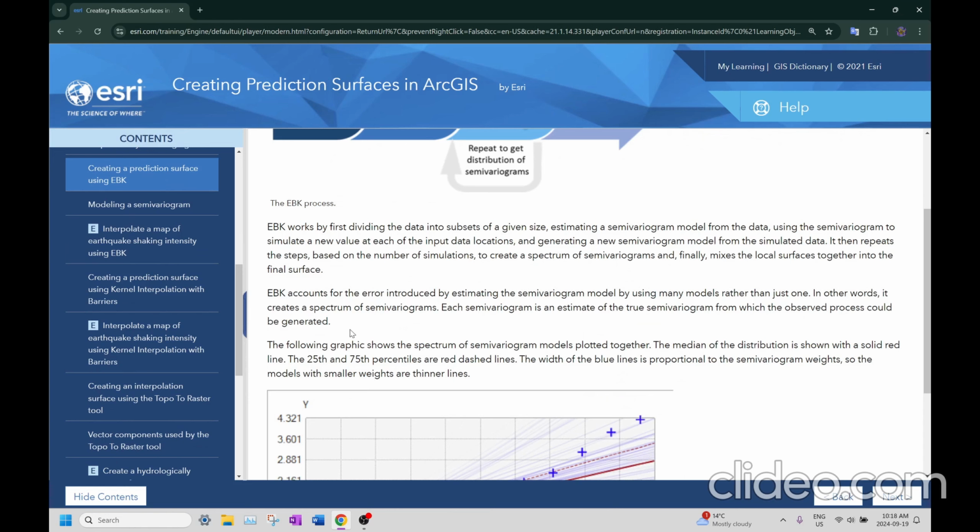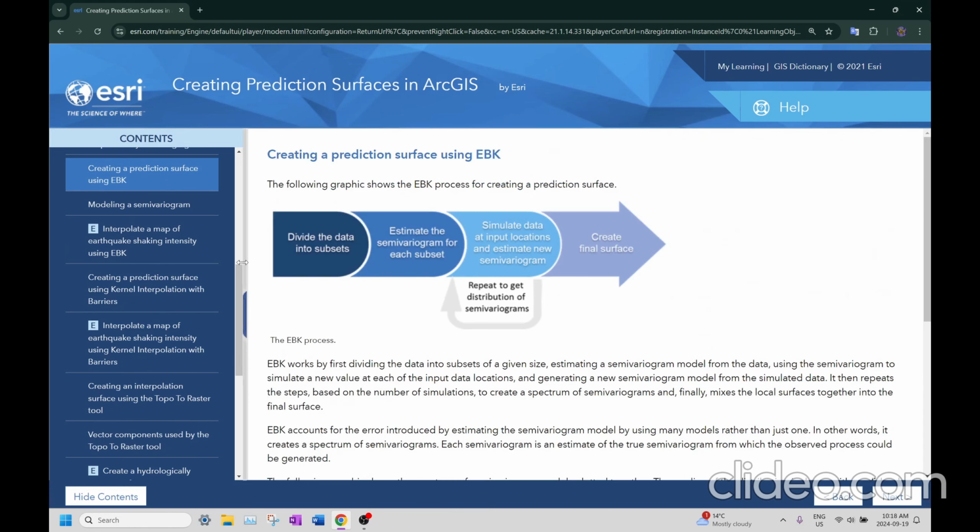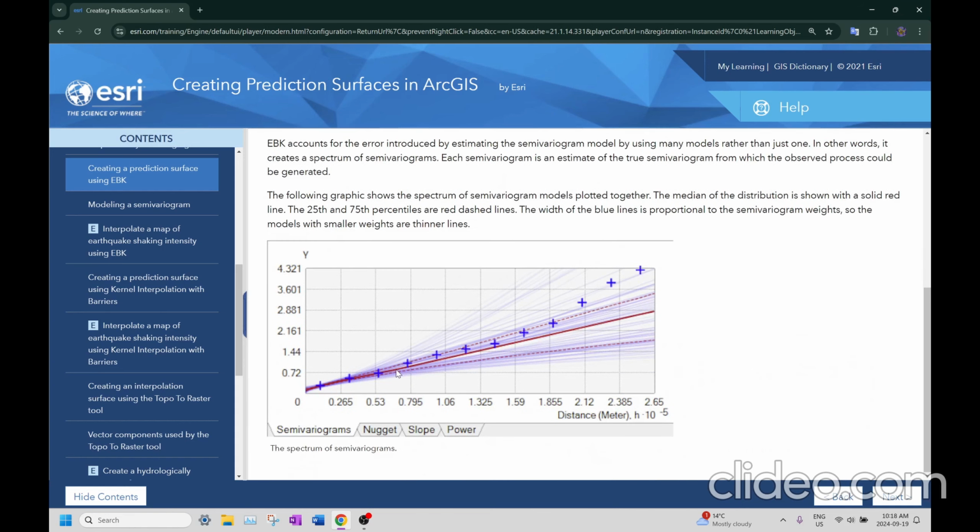Here's the basic process: divide into subsets, estimate the semi-variogram for each subset, simulate data at input locations and estimate a new semi-variogram, then create the new final surface. The median of the distribution is shown as the solid red line over here. The 25th and 75th percentiles are red dashed lines. The width of the blue lines over there is proportional to the semi-variogram weights, so models with smaller weights are thinner lines.